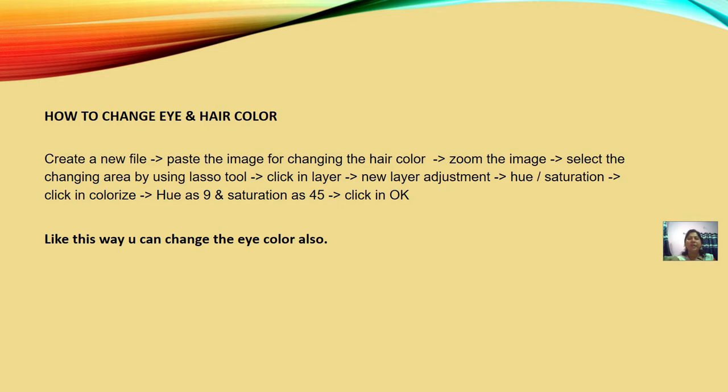Click on Layer, then click on New Adjustment Layer. Then the Hue and Saturation option is there. Then you have to click on Colorize, and you can set Hue as 9 and Saturation as 45. Then click on OK. In such a manner your hair color changes. If you want to change the eye color, the same procedure applies. In this way you can change the eye color also.